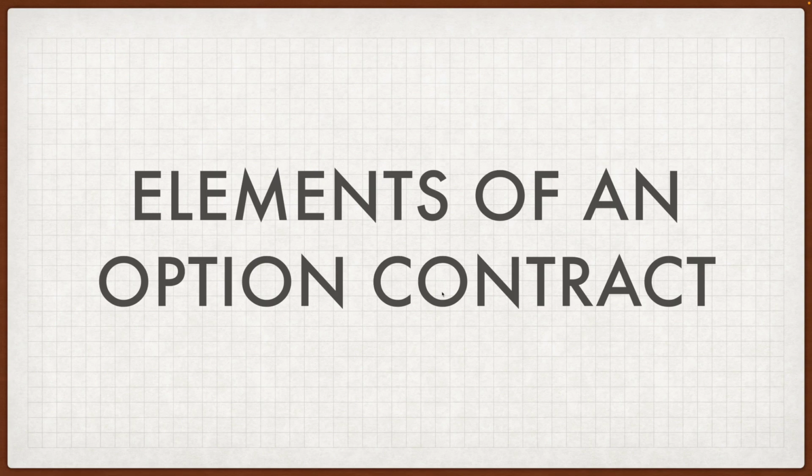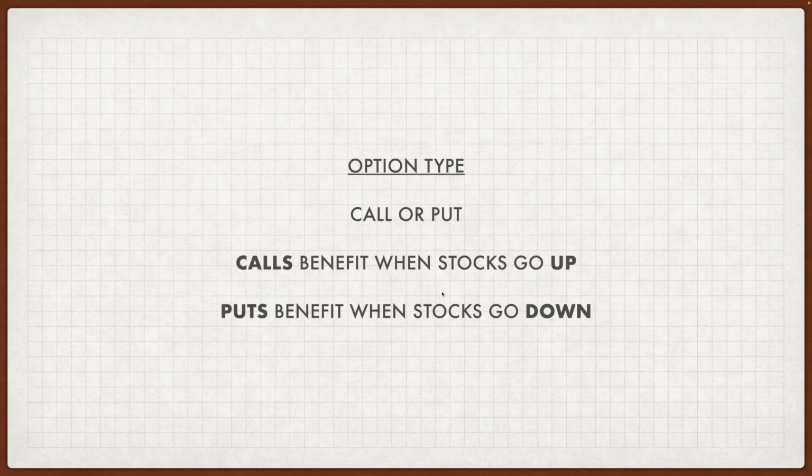So, what are the elements of an option contract? Firstly, we have to decide which type of option we are going to purchase or sell. We can choose either a call or a put. A call is a contract that gains value when the stock goes up, whereas a put is a contract that benefits when the stock goes down.